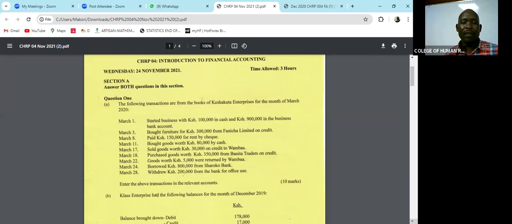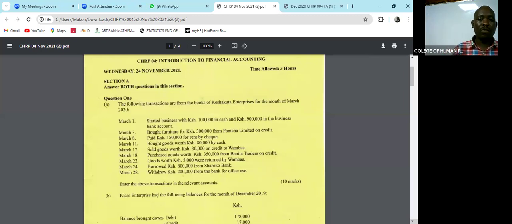Goods, I've just said, anytime you buy goods, you debit purchases. Then you credit. If they were bought by cash, you credit cash. If they were bought by check, you credit bank. If they were bought on credit, you credit the supplier. But purchases will always be debited when goods are bought. If they were bought on credit, you credit the supplier, who becomes a liability to the business.